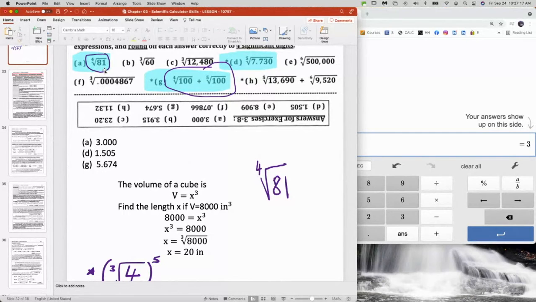And if you're wondering where you might use a fourth root, a very common place would be with finance.